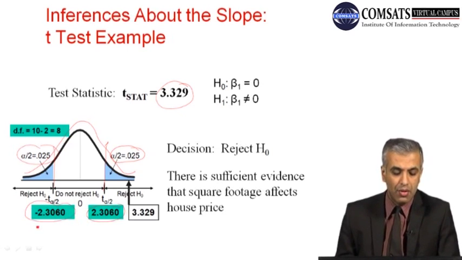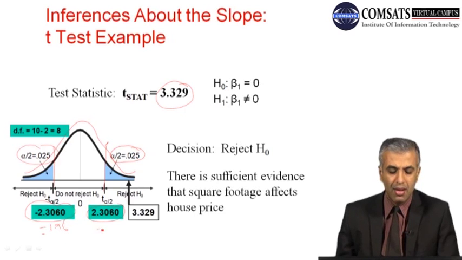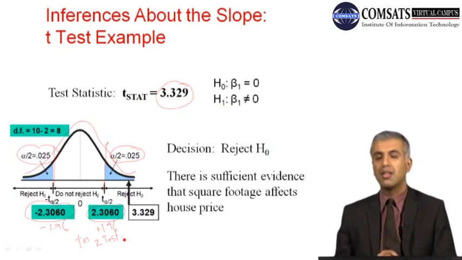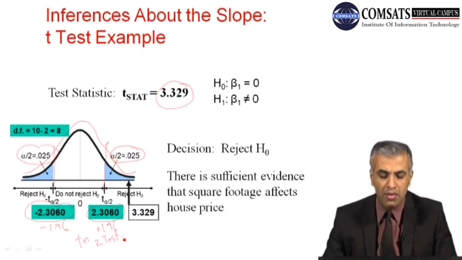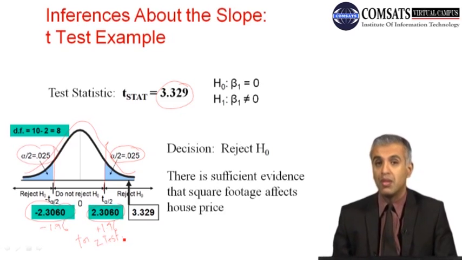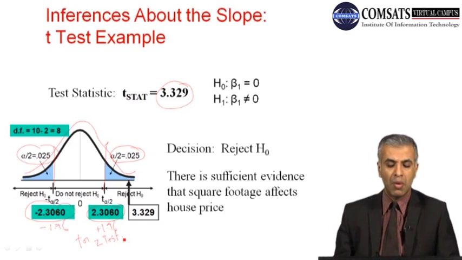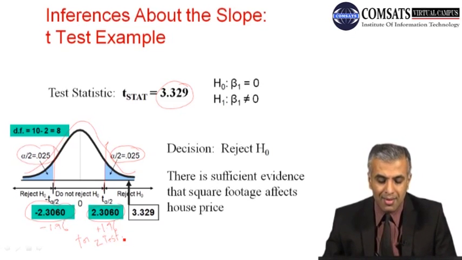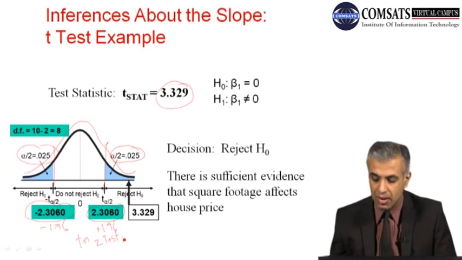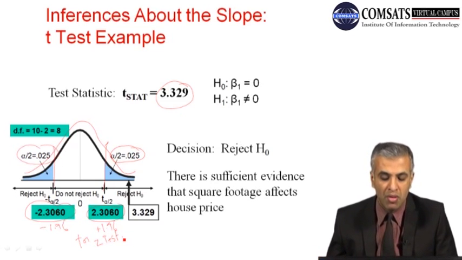In the z test you might have remembered that these values were minus 1.96 and plus 1.96. Now here we are dealing with the t test, so the critical values are different. So we have plotted this t stat value, which is 3.329, and as we plotted, it is coming in the rejection region. Now, as this is coming in the rejection region, we have to reject our null hypothesis.